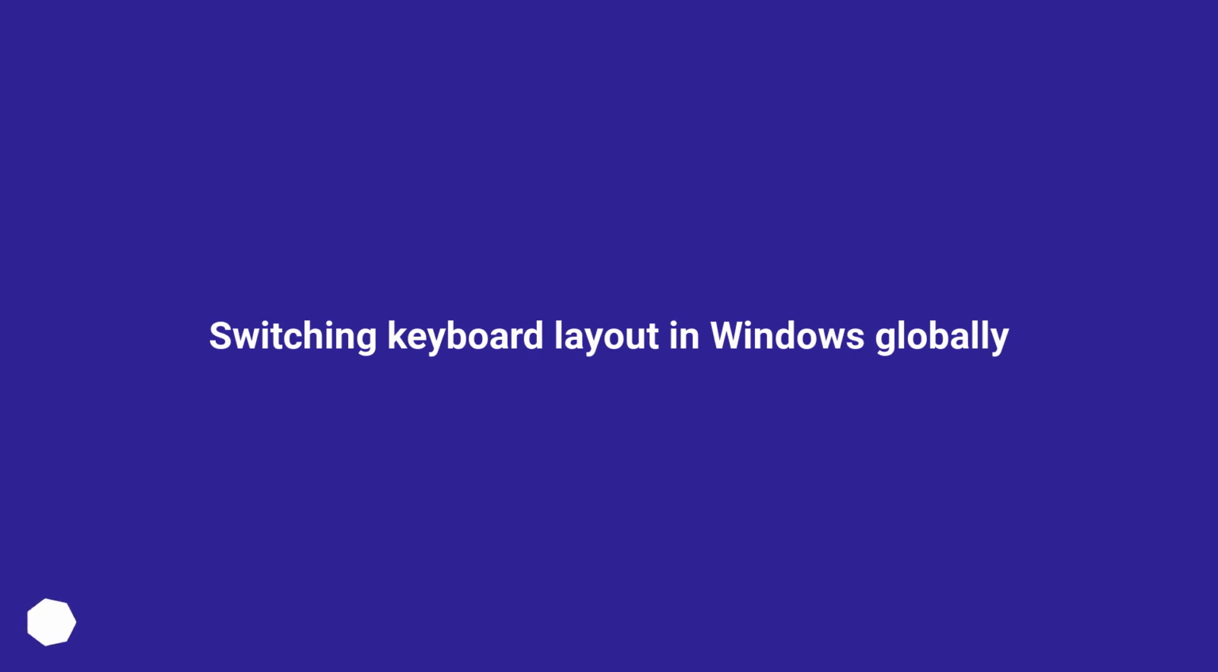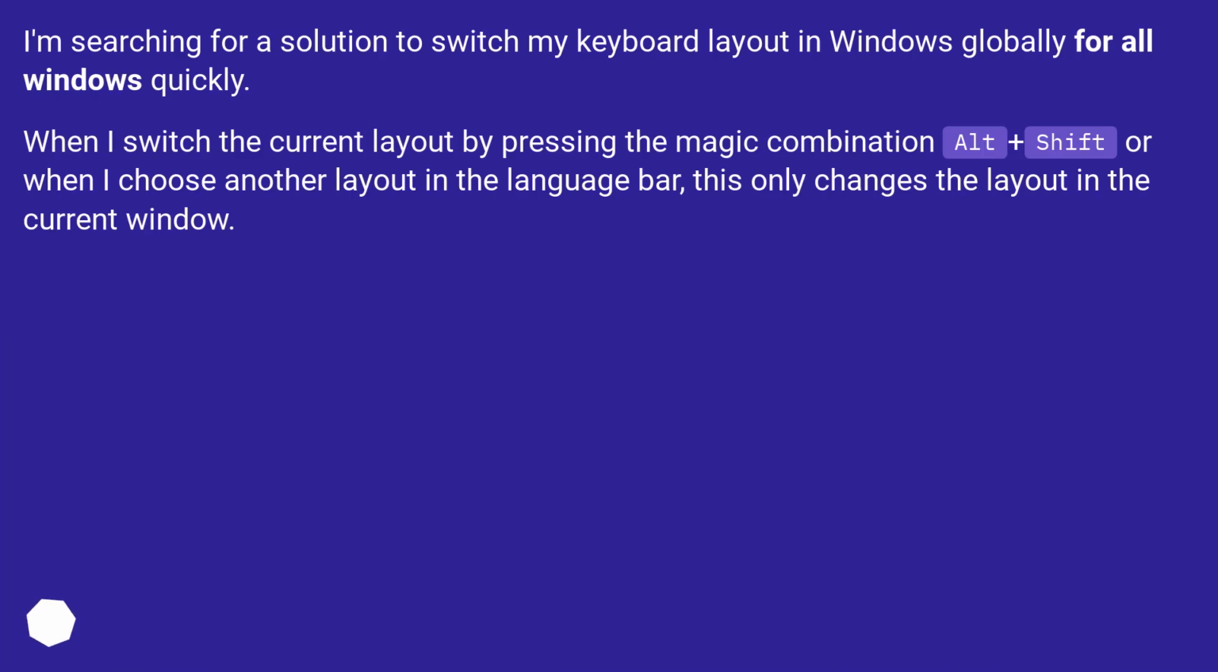Switching keyboard layout in Windows globally. I'm searching for a solution to switch my keyboard layout in Windows globally for all windows quickly. When I switch the current layout by pressing the magic combination Alt plus Shift, or when I choose another layout in the language bar, this only changes the layout in the current window.